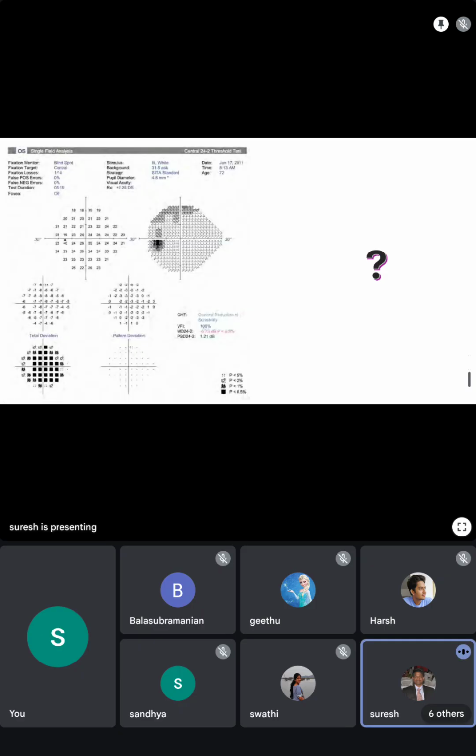Now what is this? Why is there so much difference between the total deviation and pattern deviation? Generalized reduction of sensitivity due to the media changes or media opacity. So reflective error could be media changes leading to this, and pattern deviation has eliminated all those, and so you are having a literally normal field.